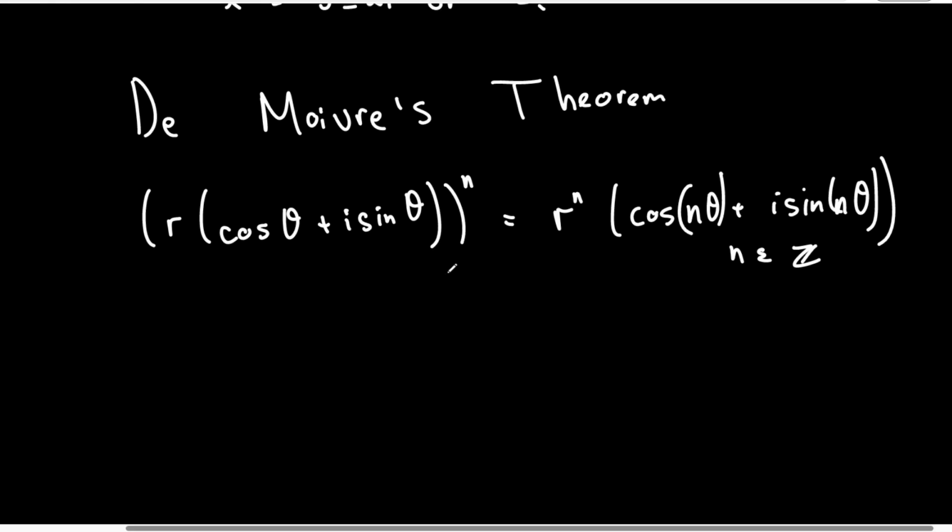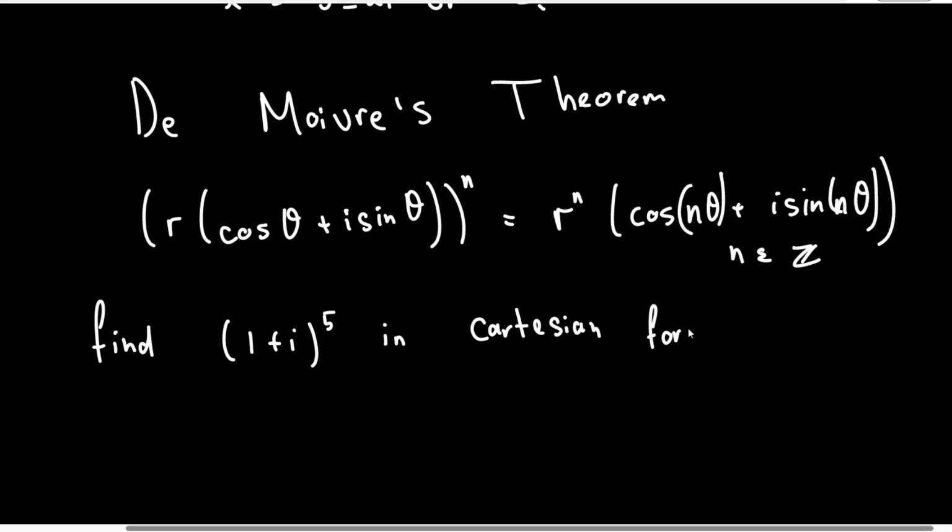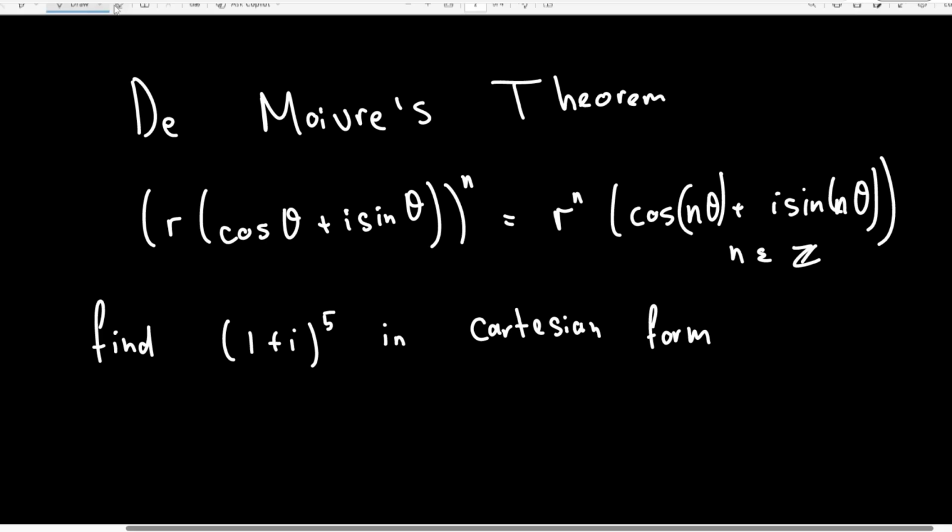So they ask us to find something like this. Find 1 plus I raised to the 6, or let's make this 1 plus I raised to the 5 in Cartesian form. Actually, the 5 might become a little bit complicated.